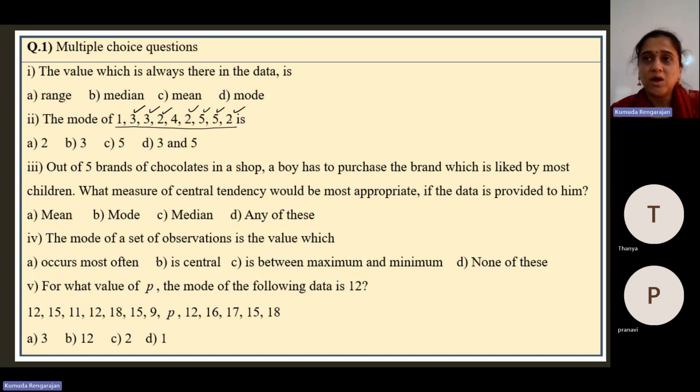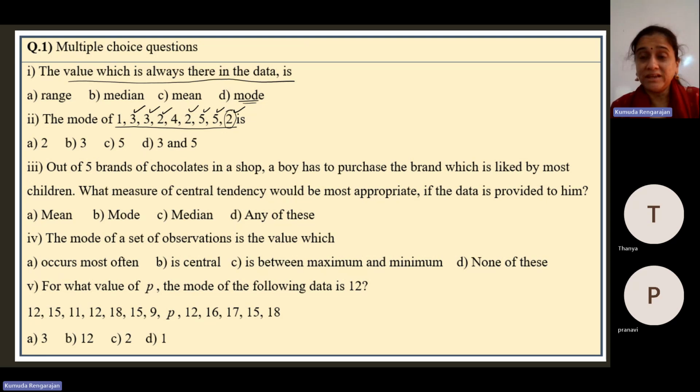So don't you see that mode is a value of the data itself? What is the mode? 2. And 2 is a value of the data. That's the question. The value which is always there in the data is the mode. The answer for mode is in the data itself.